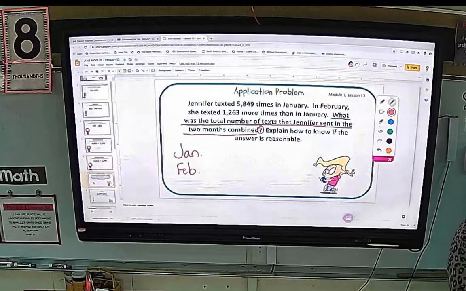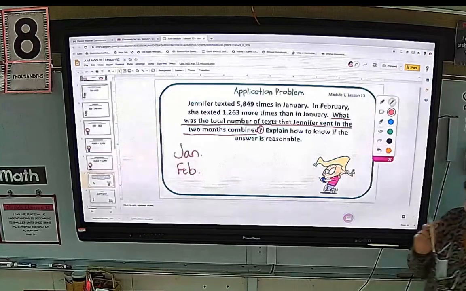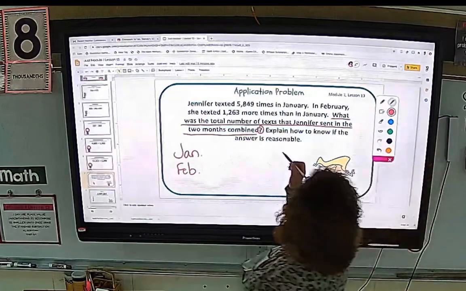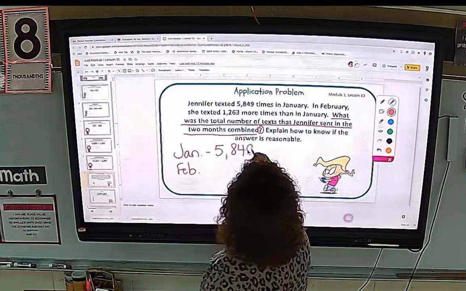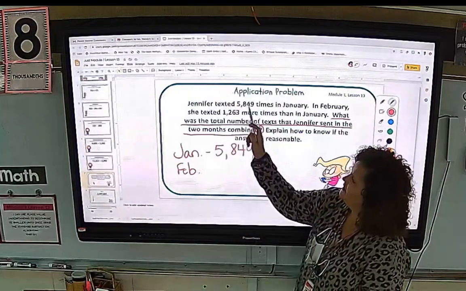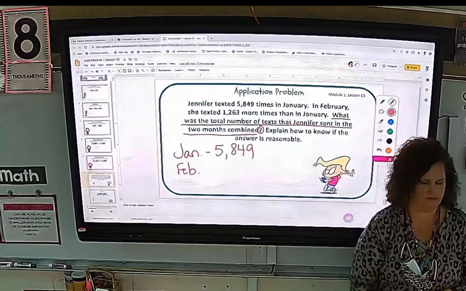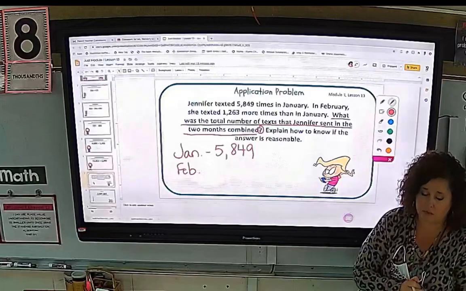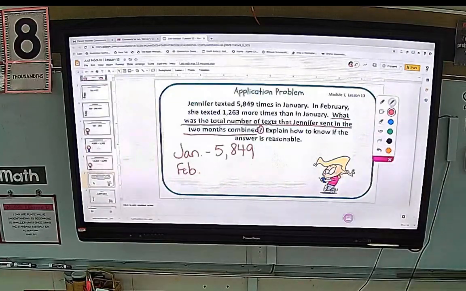What is it? Find it for us. Everybody has eyes. I know you all can do this. Martin, what is it? 5,849. 5,849. It says Jennifer texted that many times in January. It says that. Very plain. Yes, that is correct. For January. How many texts did she send in February? How many?